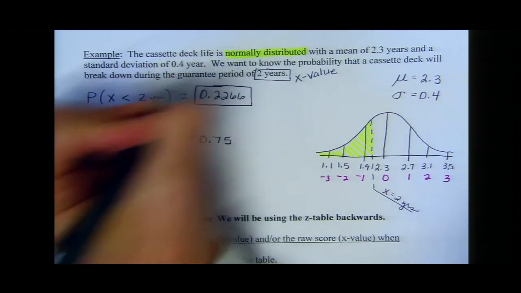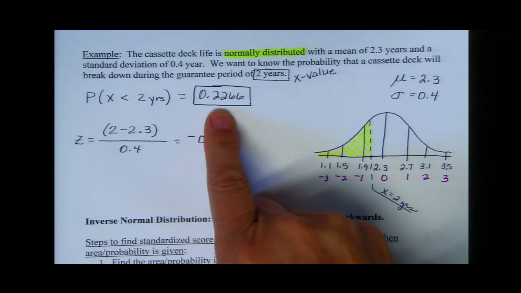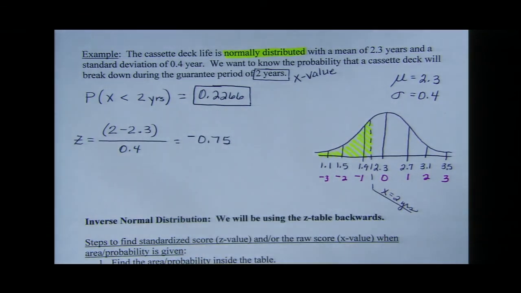So basically, here's what this is saying. 22.66% of the time, the cassette deck is going to break down and need to be replaced. So if you're the owner of the company, that seems awfully high. You're basically between 1 in 5 and 1 in 4 that you sell, you're having to repair and replace. My guess is they're going to want to make some adjustments to their guarantee period.